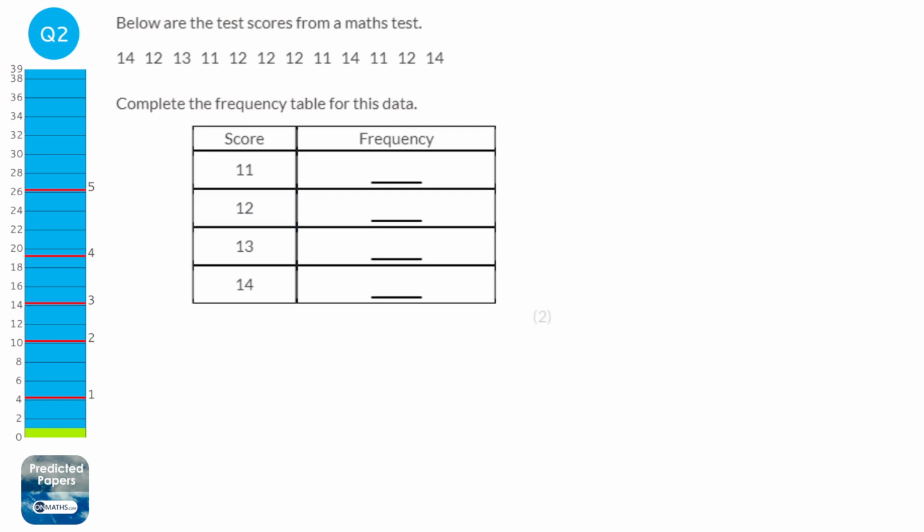Frequency just means how many. So when it says the frequency for a score of 11, it just means how many 11s are there. So I'm going to cross these out as I go. So 1, 2, 3. So there are 3 11s. Then for 12, there are 1, 2, 3, 4, 5. For 13s, there is 1. And for 14s, there are 1, 2, 3.